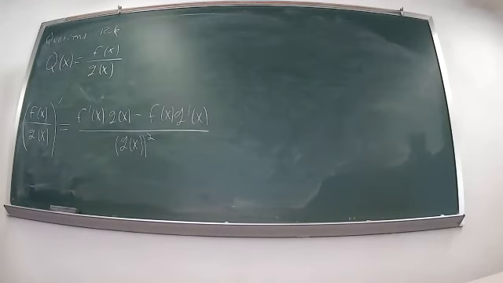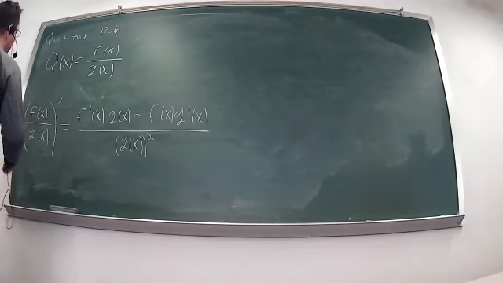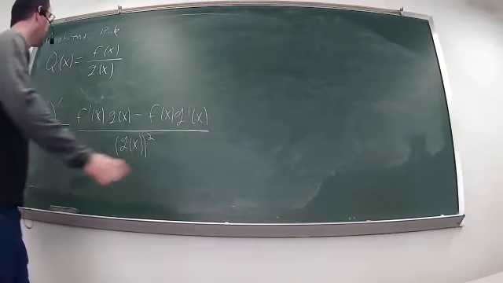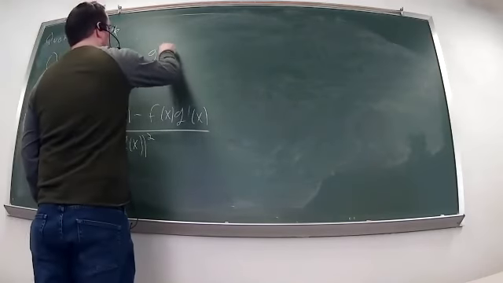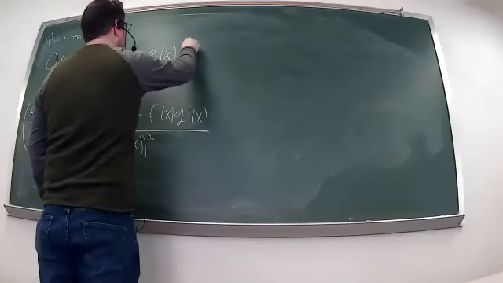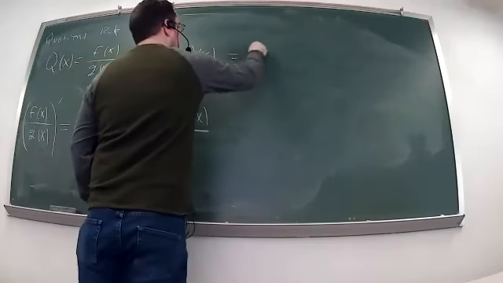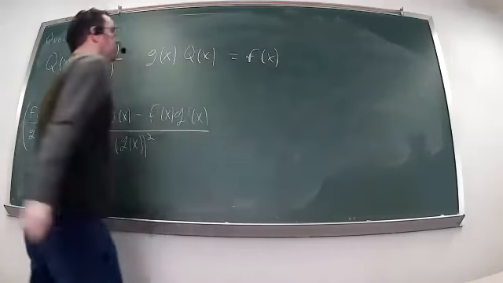But here's the thing. I want to discover this formula by using the product rule. It turns out that really the product rule and the quotient rule are kind of the same. They're connected by the following fact. If I multiply both sides of this equation by g, I'm going to get that g of x times q of x equals f of x.